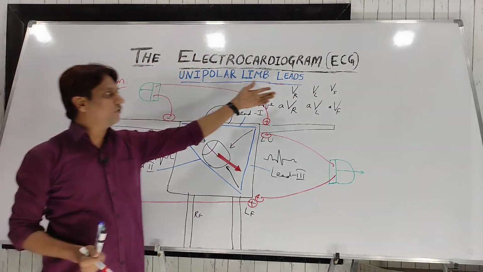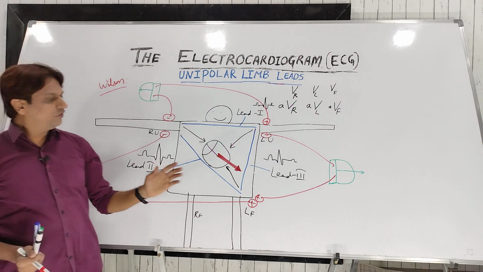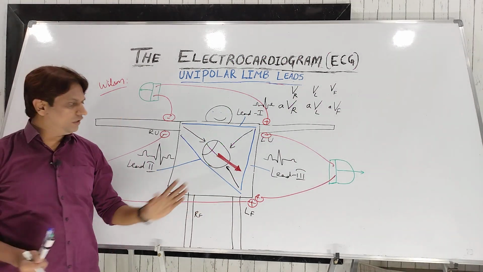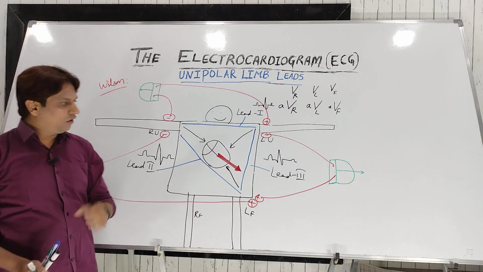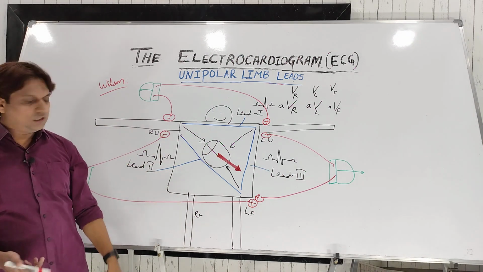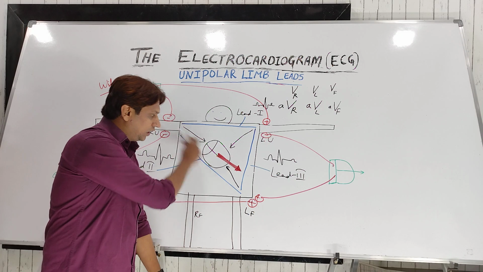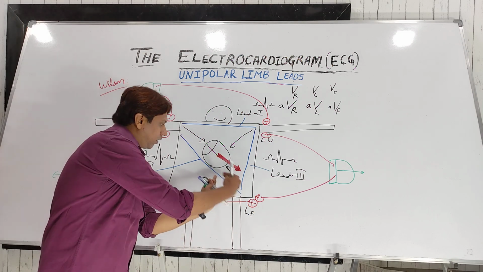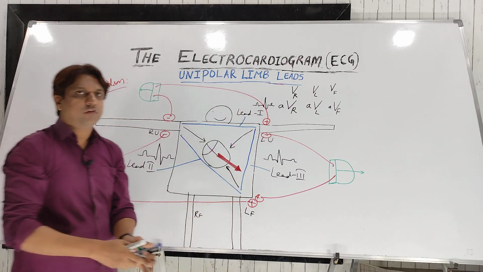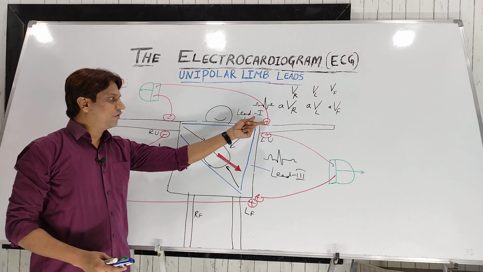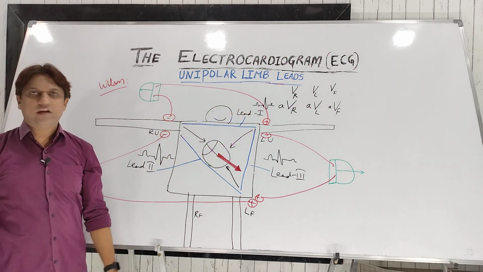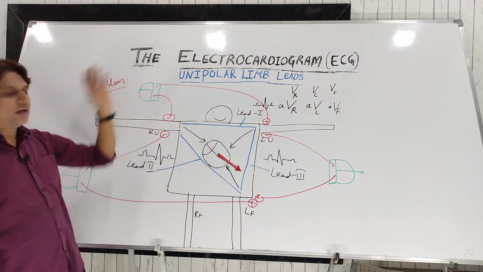Wilson introduced this in 1934. So what's the basic advantage? It can record the electrical activity directly. What was the drawback of the bipolar limb leads? Why can't they record directly? They can record only along this axis or that axis, because a bipolar lead is the potential difference between the positive electrode and the negative electrode, so it will visualize in this direction only.